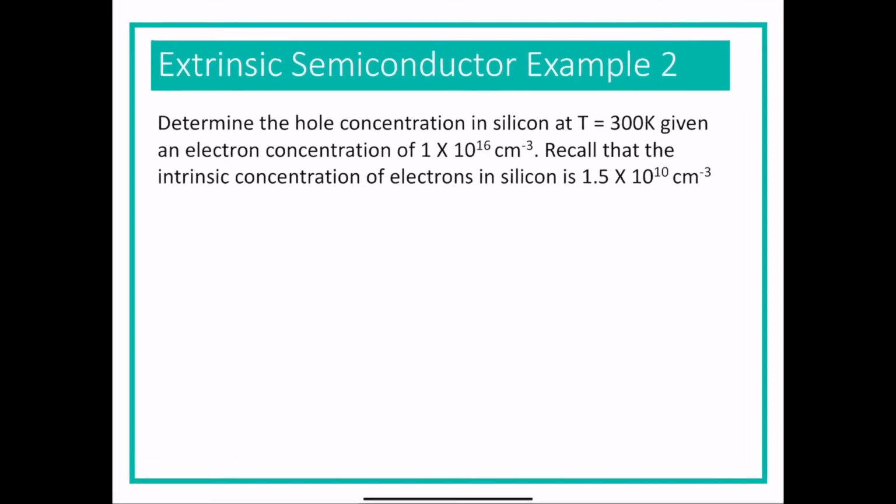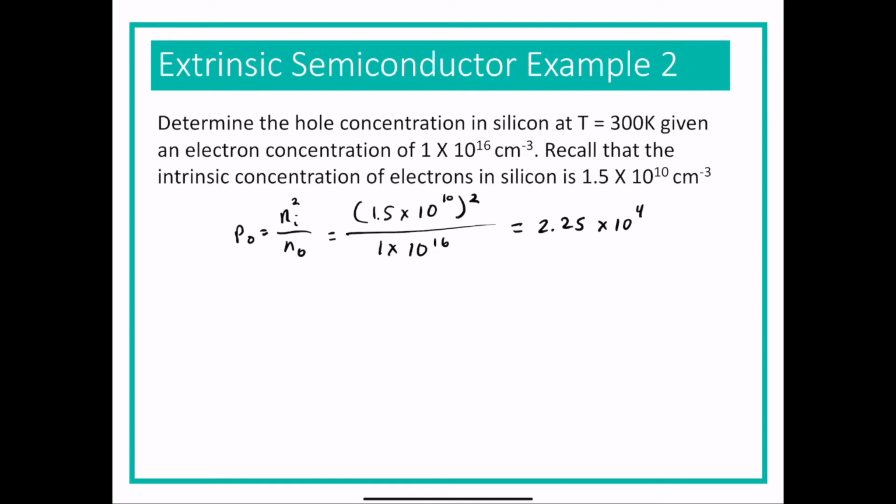Anyway, the hole concentration is just going to be the intrinsic value squared over the electron concentration. This should become second nature for finding the one that you don't know, once you know one of them. So you have to know one of the concentrations in order to find the value, and here we get 2.25 times 10 to the 4 per cubic centimeter for that value.